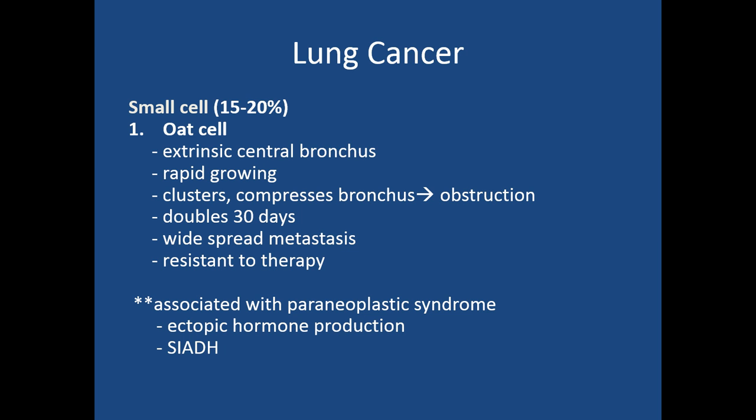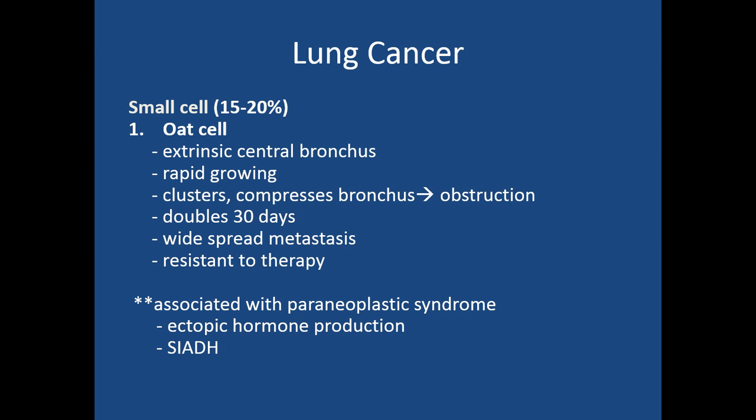which is a problem because remember the bronchi are what branch into the bronchioles and the alveoli. This one grows incredibly fast, doubling in about 30 days, and metastasizes very quickly and widely and is often resistant to therapy. So we try to treat it with chemotherapy, radiation, and it tends to resist that therapy.